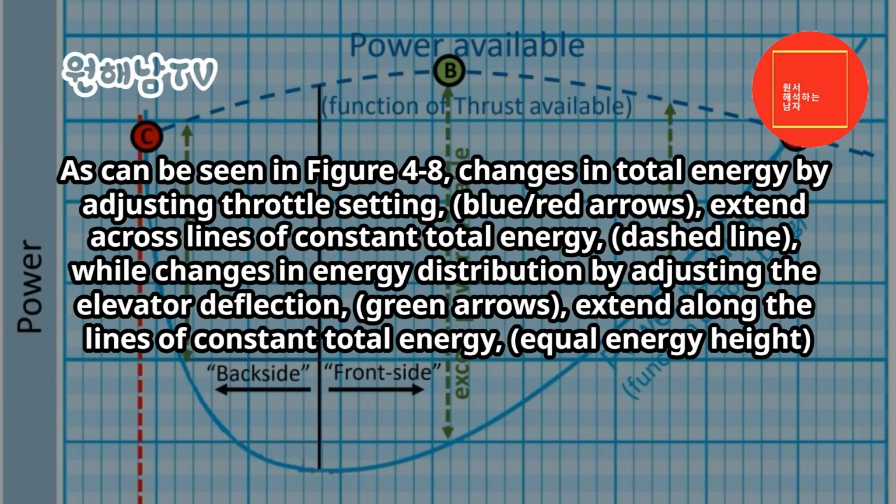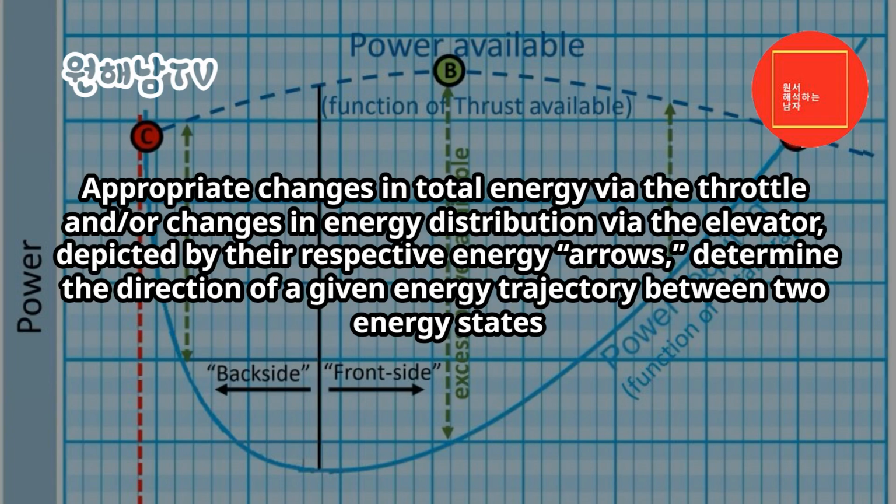As can be seen in Figure 4-8, changes in total energy by adjusting throttle setting, blue-red arrows, extend across lines of constant total energy, dashed line, while changes in energy distribution by adjusting the elevator deflection, green arrows, extend along the lines of constant total energy, equal energy height. Appropriate changes in total energy via the throttle and/or changes in energy distribution via the elevator, depicted by their respective energy arrows, determine the direction of a given energy trajectory between two energy states.